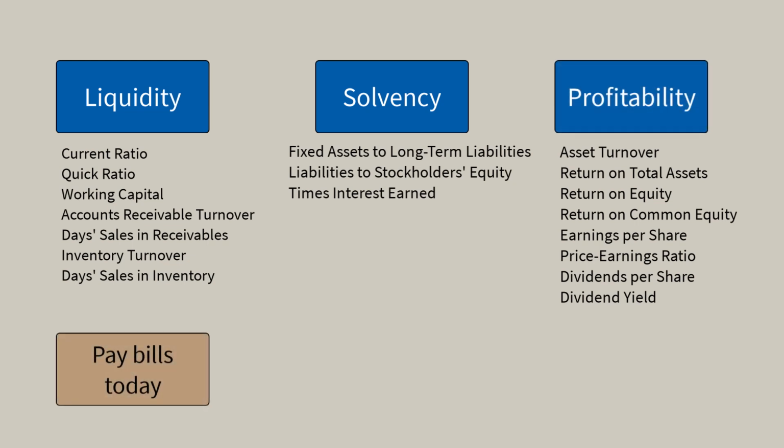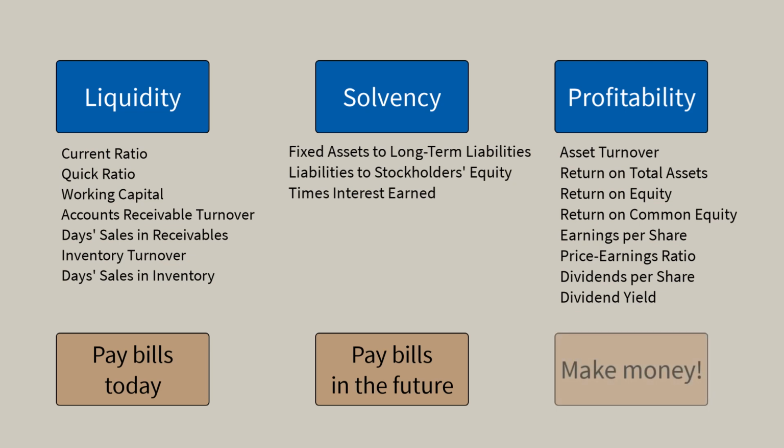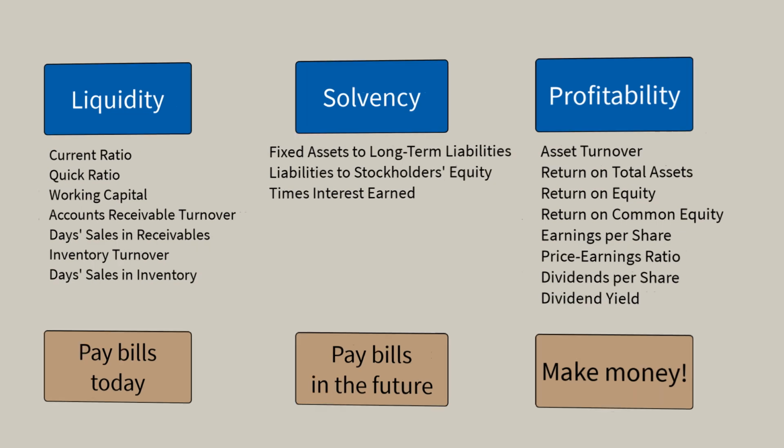Liquidity ratios evaluate a business's ability to pay its bills in the short term. That means in the next 12 months. Solvency ratios evaluate a business's ability to pay its bills in the long term. That means beyond the next 12 months. Profitability ratios evaluate a business's ability to generate earnings or make money.